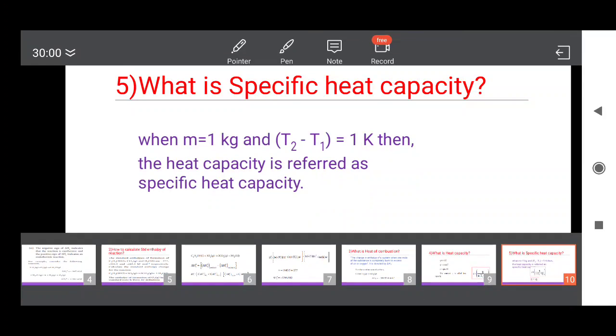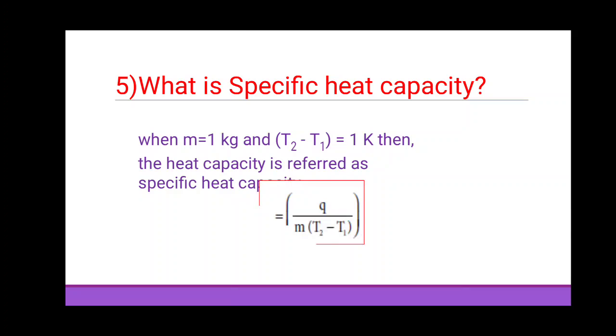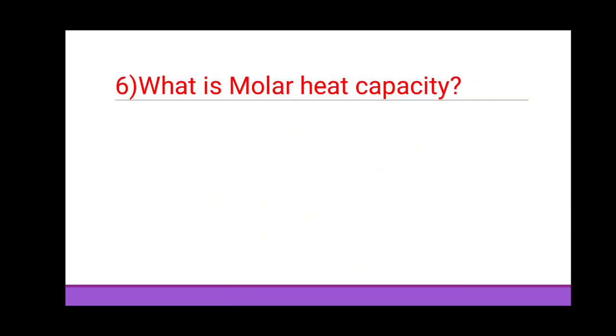Let us see the formula. C equals Q by m del T. Del T is written as T2 minus T1. Now m equals 1. Change in temperature is also 1. So C equals Q. That is called specific heat capacity. Question number 6. What is molar heat capacity?